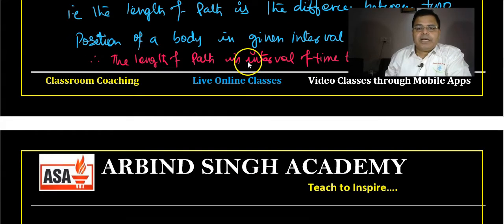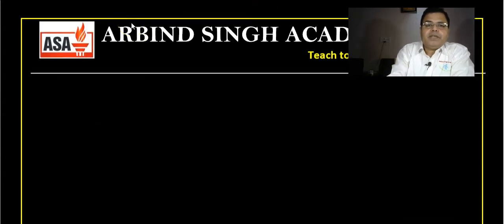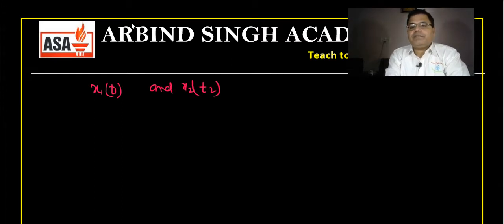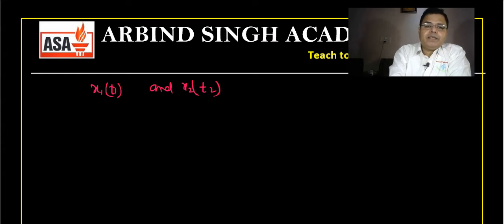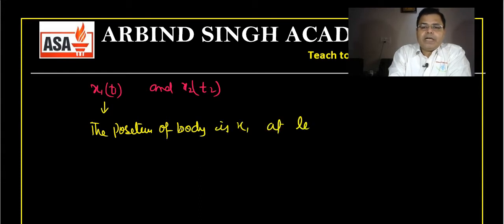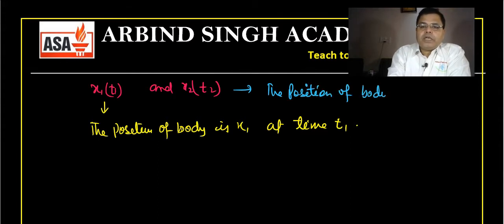So position at any point can be described as x1 at t1 and x2 at t2. It means position is a function of time. When time changes, position also changes. So here we can say x2 at t2, x1 at t1. x1 at t1 means the position of the body is x1 at time t1, right? Similarly, the position of the body is x2 at time t2.